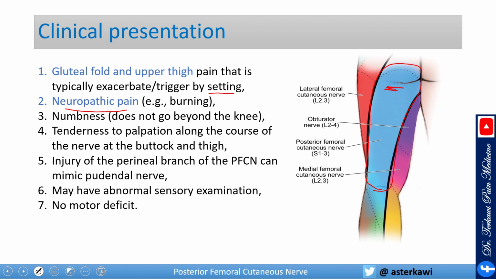Injury of the perineal branch can also mimic pudendal nerve symptoms, and usually you have abnormal sensory exams, like if you do a sensory exam and compare it with the other side or the anterior part, but you shouldn't have any motor deficit.